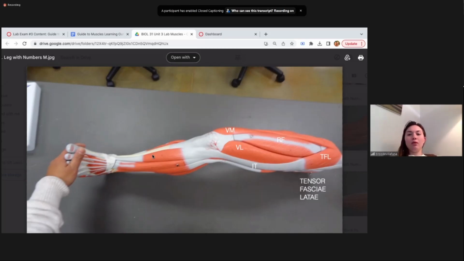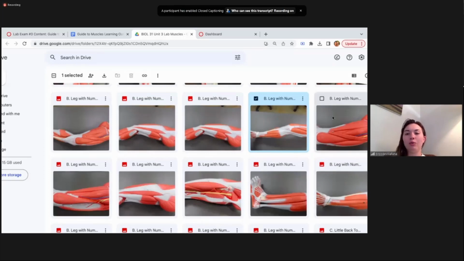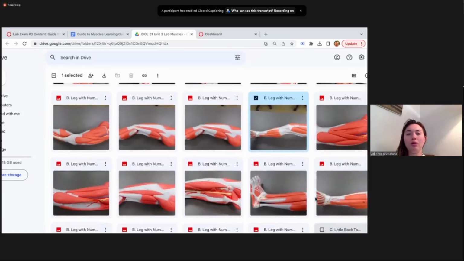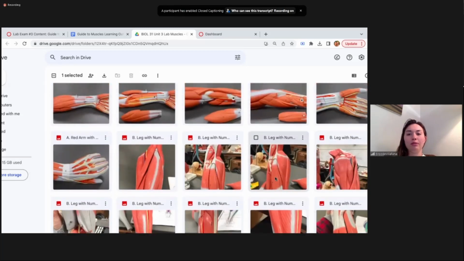And then this is the tibialis anterior. We're going to get down to the lower leg in just a second. Tibialis anterior is that muscle. So you could use these pictures to study at home as a way to quiz yourself. But like I said, I do think that the best way to study these would be going in person and seeing the legs in person.